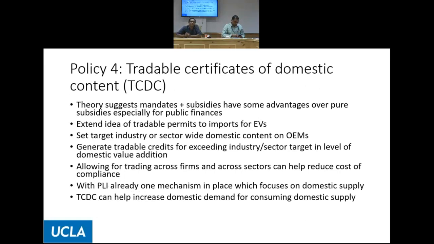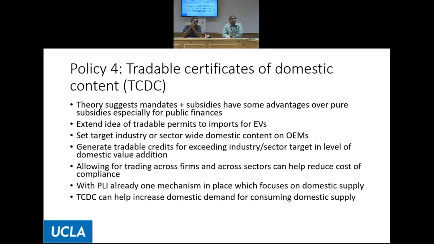Okay, I want to spend some time on this, and here's where the trade team can give me a hard time if you want. I call this idea tradable certificates of domestic content. Clearly, we already have the PLI scheme, which is one mechanism that focuses on increasing domestic supply. So it's a supply-side thing, you're investing in manufacturing. The theory suggests that mandates plus subsidies have some advantages over pure subsidies, essentially for public finances. And from an environmental perspective also, it raises the cost of consuming the polluting stuff. So you have some benefits.